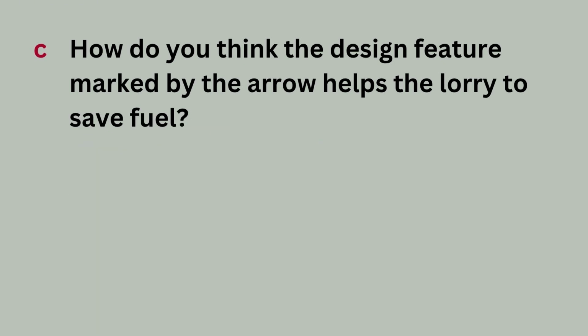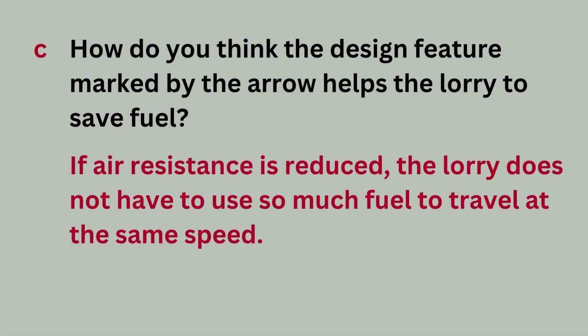Question C. How do you think the design feature marked by the arrow helps the lorry to save fuel? If air resistance is reduced, the lorry does not have to use so much fuel to travel at the same speed.